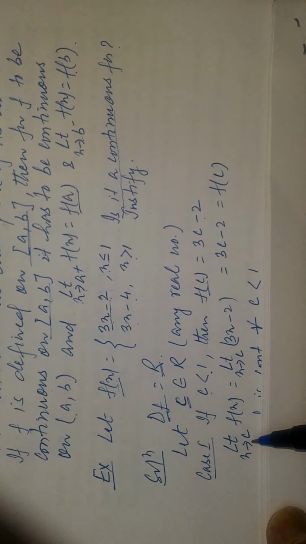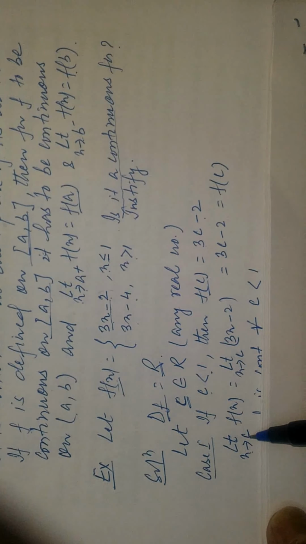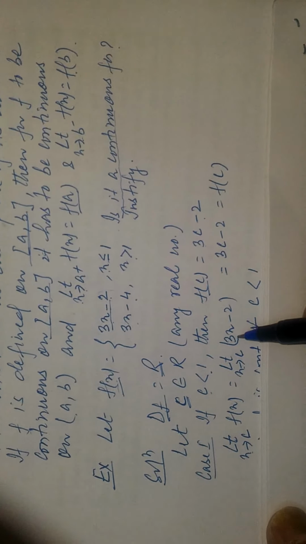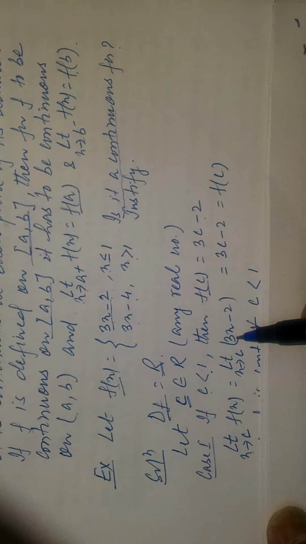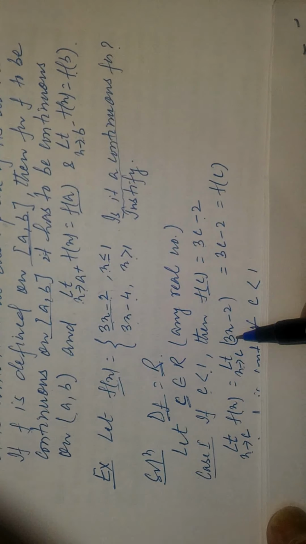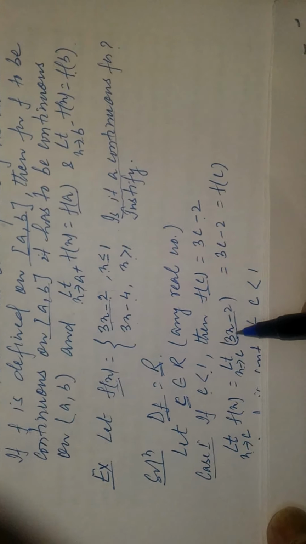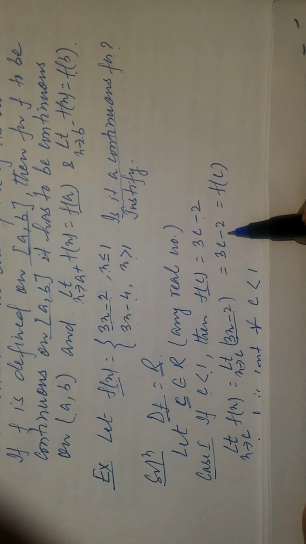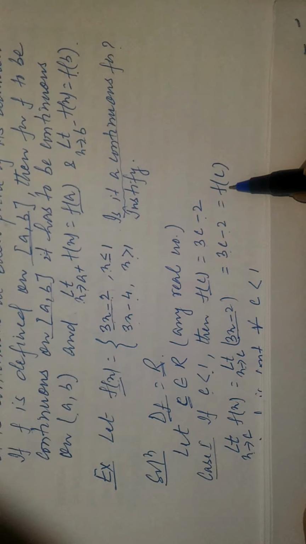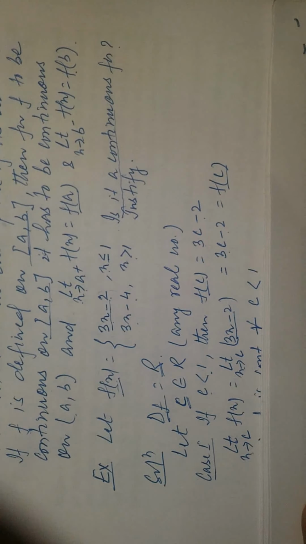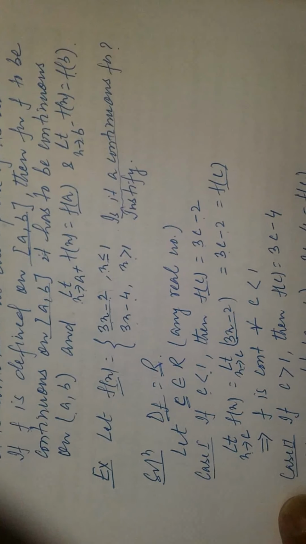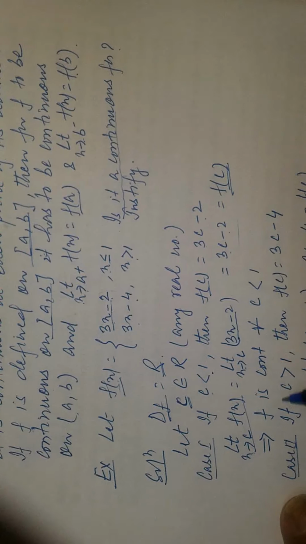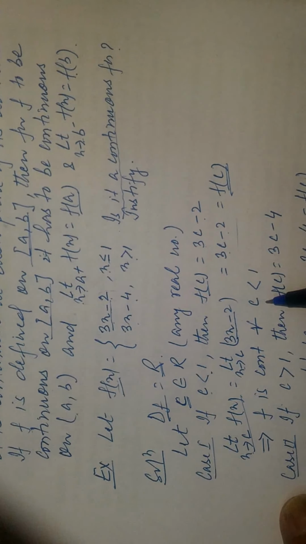Now we'll take the limit of this function. The limit as x tends to c of f of x is the limit as x tends to c, and for this function we have 3x minus 2, so we replace f of x by 3x minus 2. So we get 3c minus 2. We find that it is equal to f of c. It means we have got the limit equal to the value of the function. So we say it is continuous for all c less than 1.